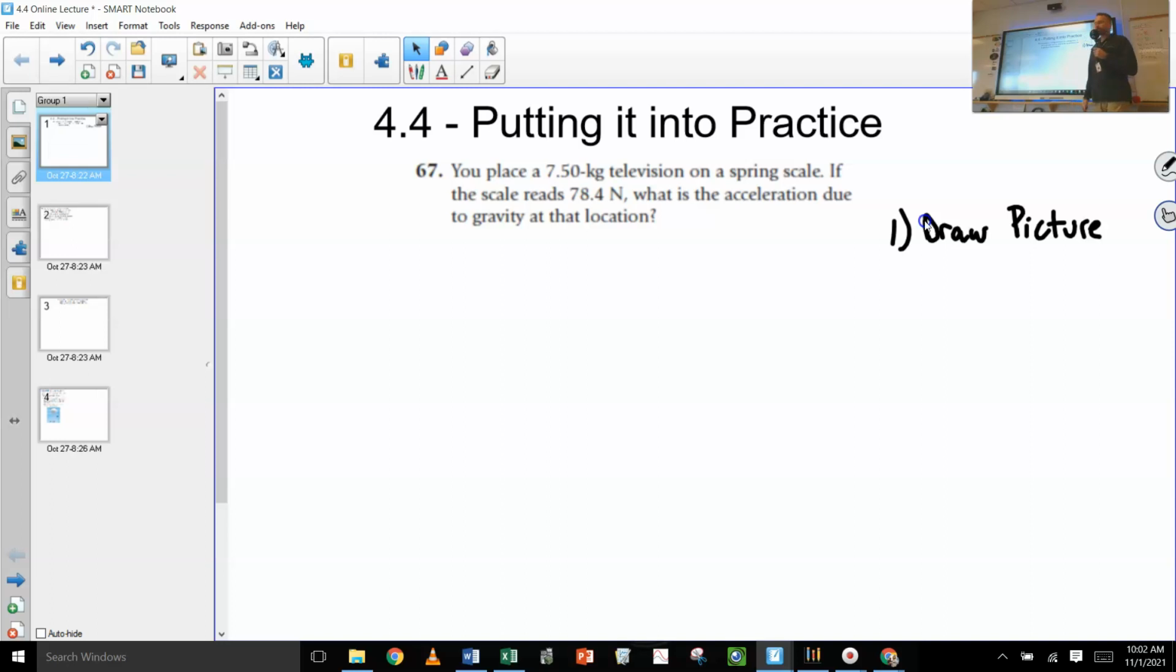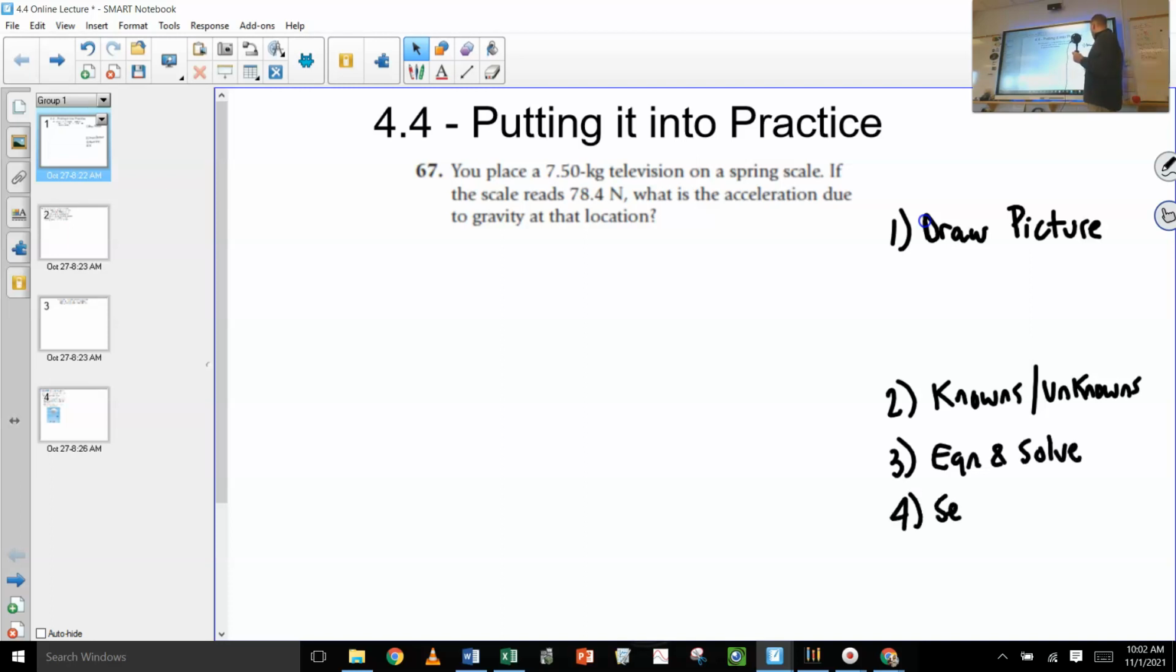Draw a picture. Step 2, what are your knowns and unknowns? You're going to put it into an equation. So this is like chapter 3, where what do we know? What are we looking for? And then how do we get from A to B with equations?